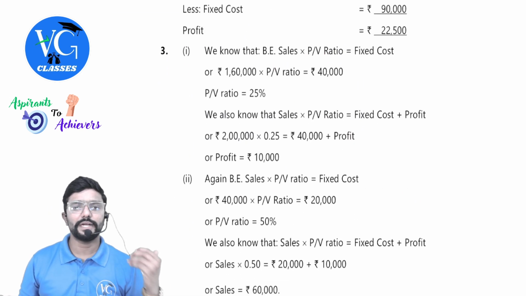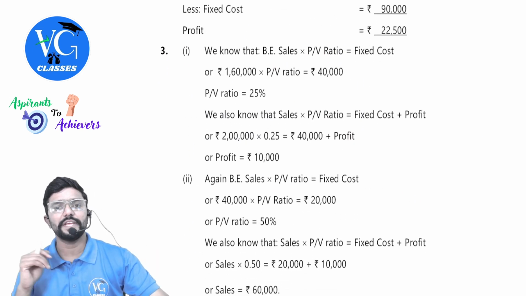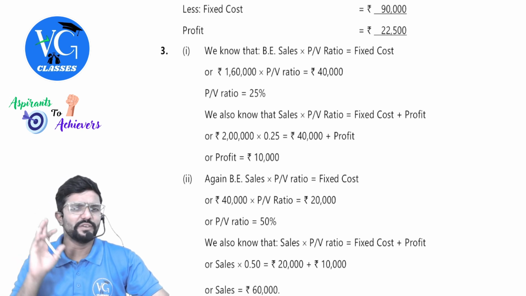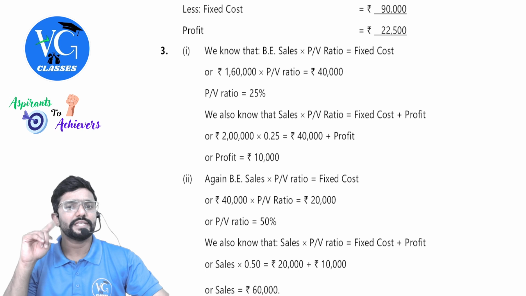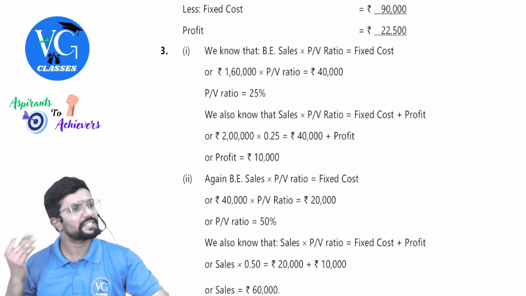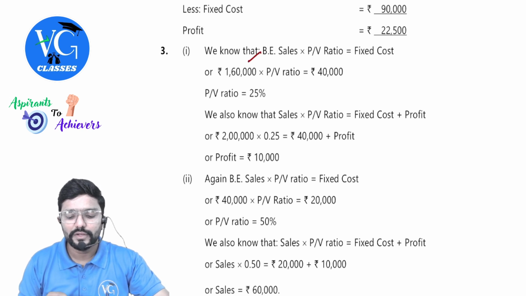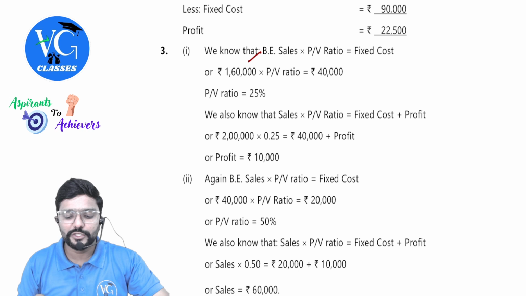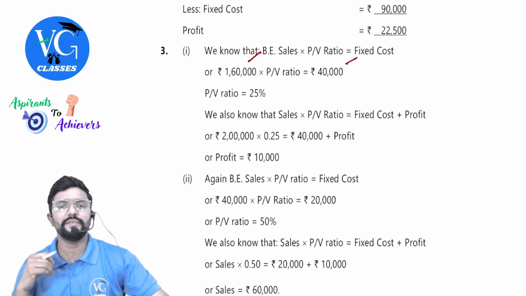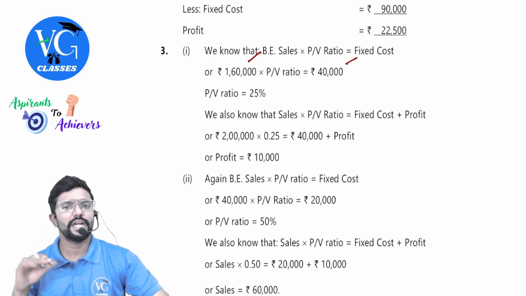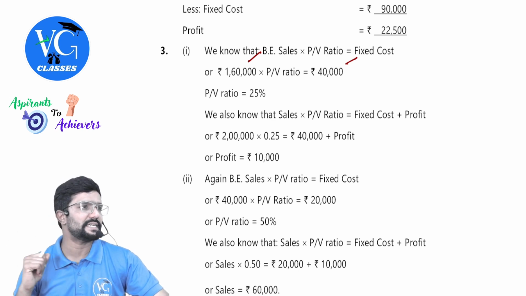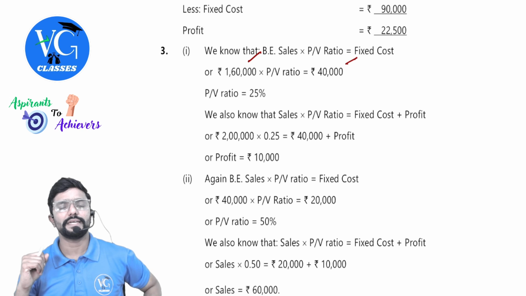We know that break-even sales into PV ratio is equal to fixed cost, that is, break-even sales is equal to fixed cost by PV ratio. Break-even sales we know, PV ratio we don't know, fixed cost we know. Can we calculate the PV ratio? Yes, divide each other, and if you multiply with 100, you will get the percentage.